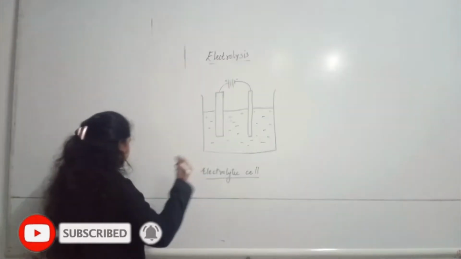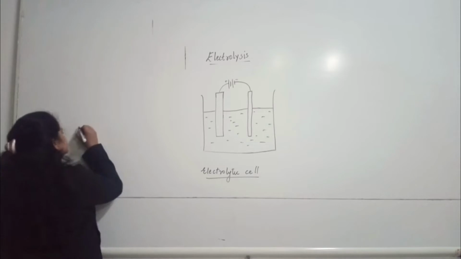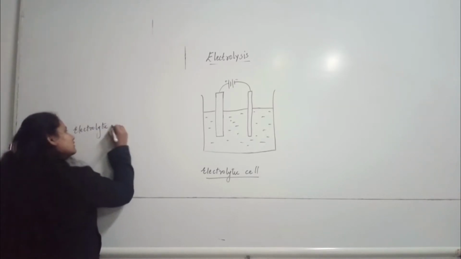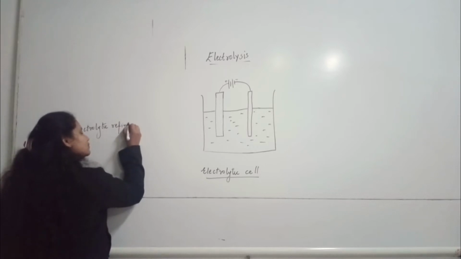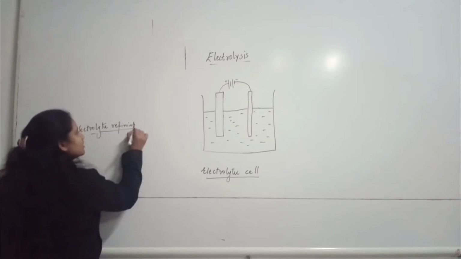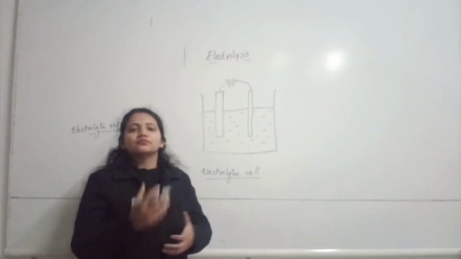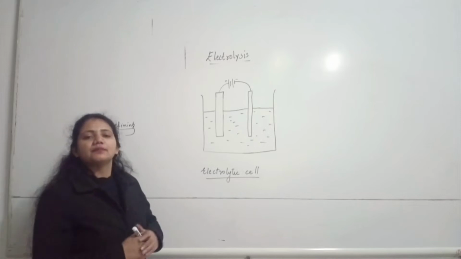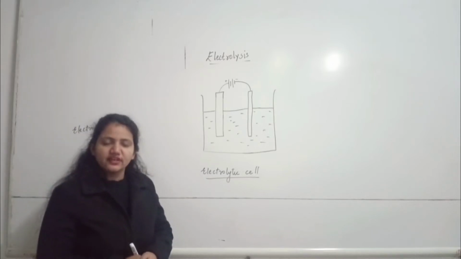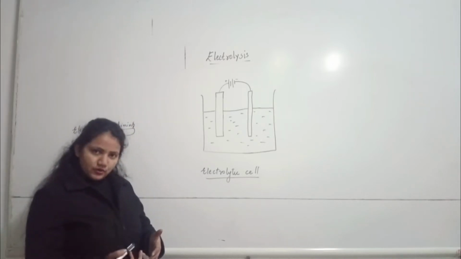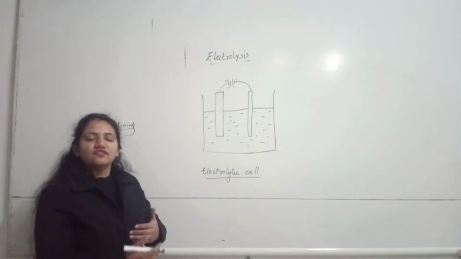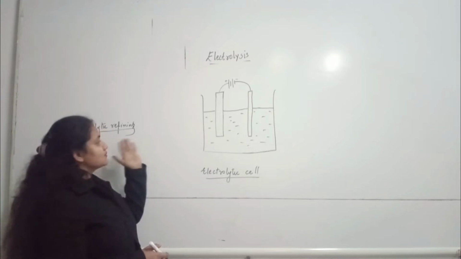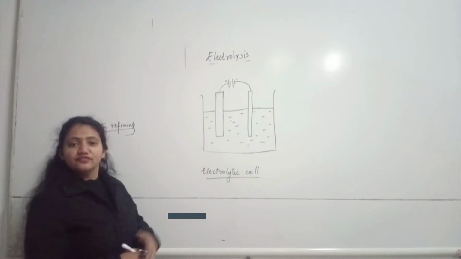So, electrolytic refining, I can explain it to you like this. When you refine something, when you get a pure outcome from an impure result, that process is called refining. In other words, it is the purification of a metal, and when it is done by electrolysis, it is called electrolytic refining.